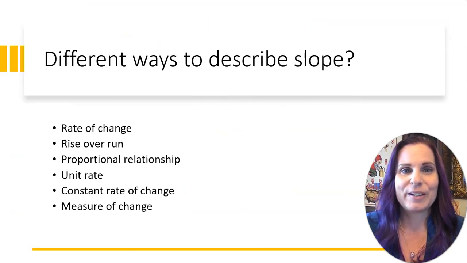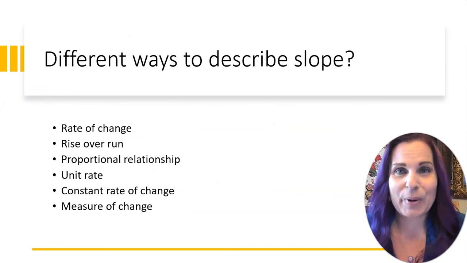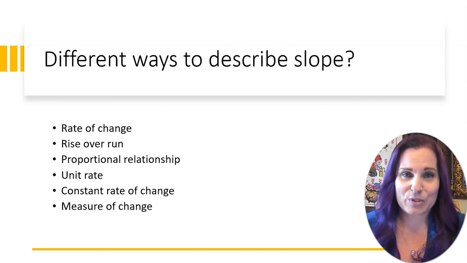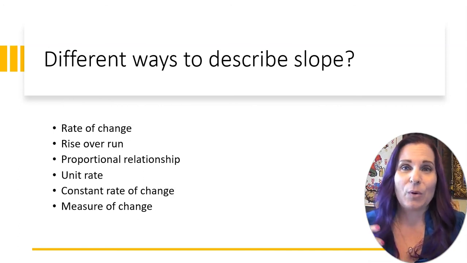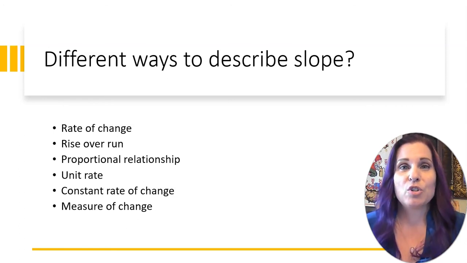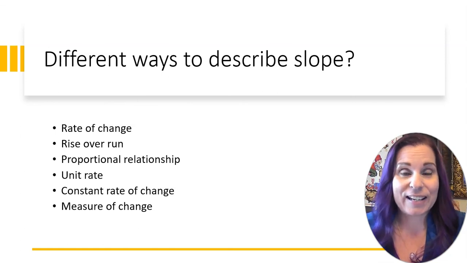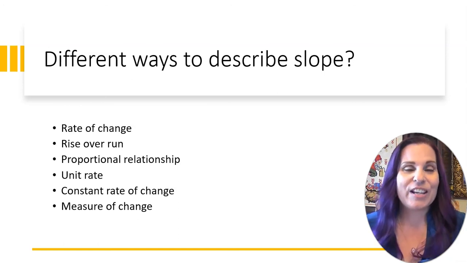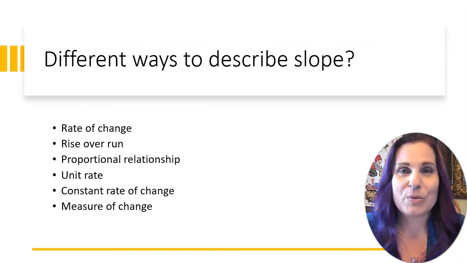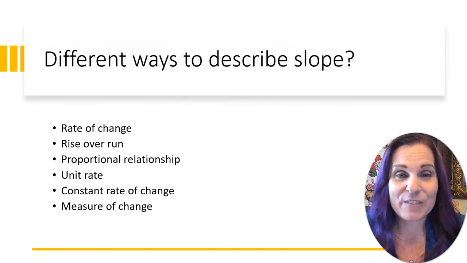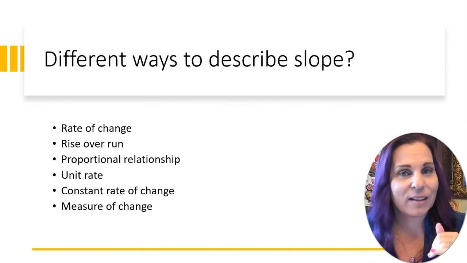All right, I got one more for you. Actually, it's not so much a word problem as just another thing for us to look at for all the different names of slope, right? So it can be called rate of change, rise over run, it can describe a proportional relationship, which is when we looked at the constant of proportionality, like we looked at on the last slide. Unit rate, constant rate of change, measure of change. All of those things describe slope. So if you ever see any of that wording, it all means slope.